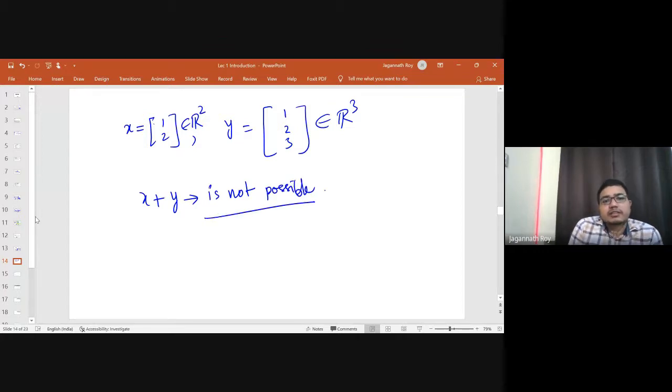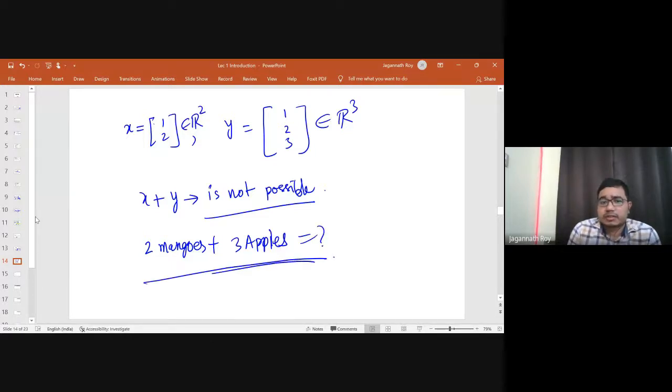It is like asking, suppose you have 2 mangoes plus 3 apples, how many apples? It just looks like how many apples. So this addition cannot be done. Similarly, vectors can be added only if they have the same dimension. So this is not possible. Similarly, this is not possible.